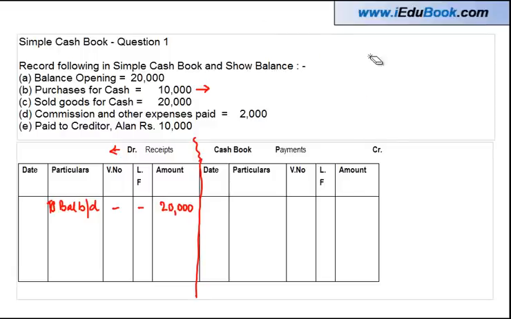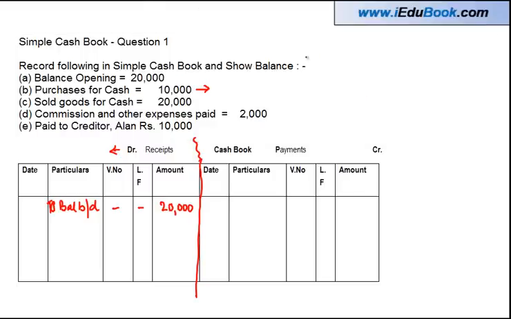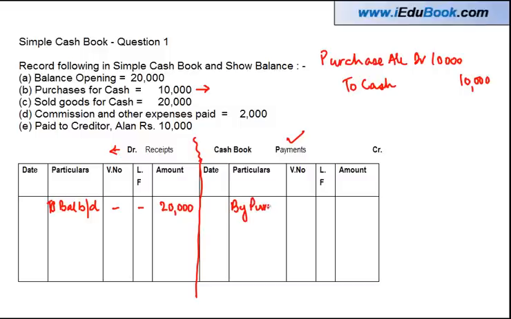This is incorrect. When we make a purchase, we debit the purchase account. Why? Because purchase is an expense. To cash account, 10,000. Right? So this is what? This is a payment. I will write it on the payment side by purchases. And what's the amount? 10,000. Right? There's no date, voucher number or ledger folio.